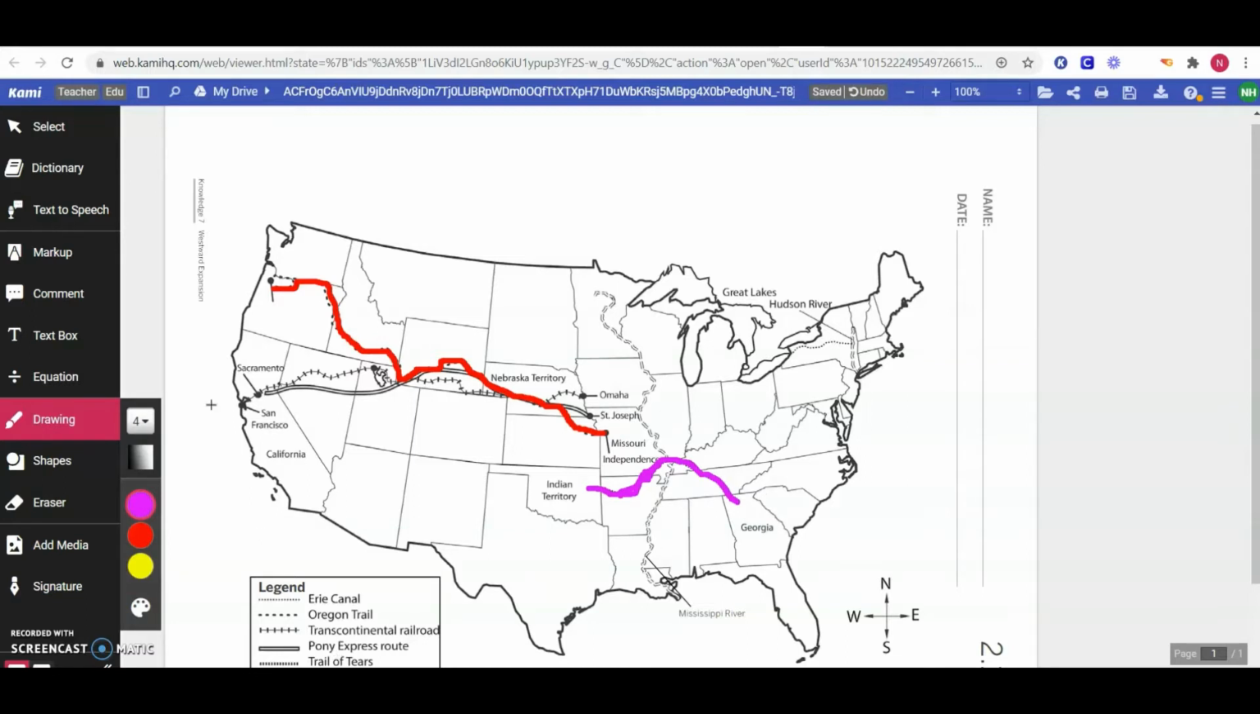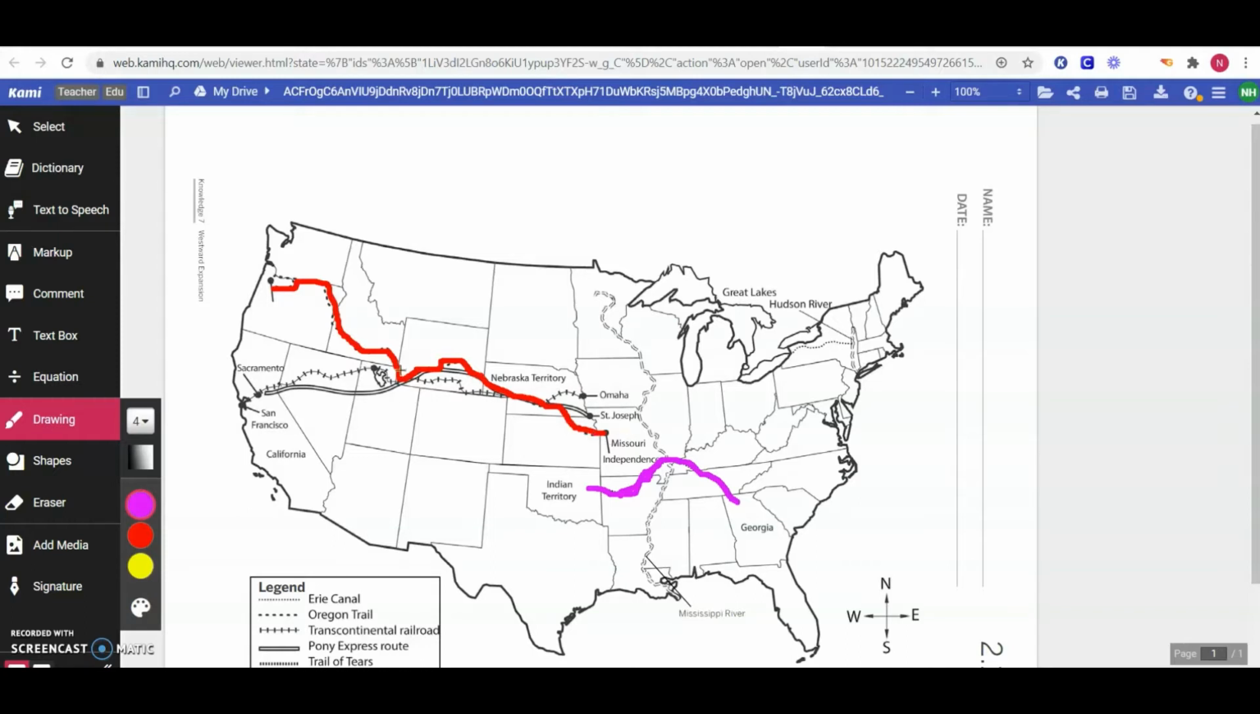On our map, we have another trail that we've already marked, the Oregon Trail, shown here in red. The Oregon Trail is a route that a lot of pioneers who decided to move west by choice and not by force, like the Cherokee people, took to travel to what was called the Oregon Territory. We'll talk about the Oregon Territory in just a little bit.